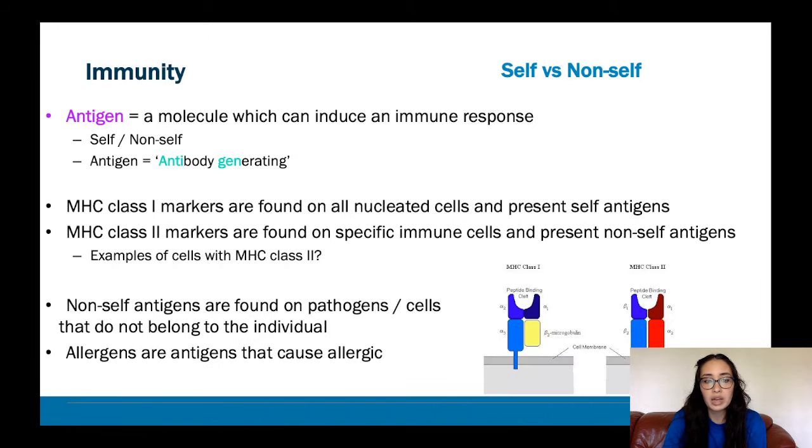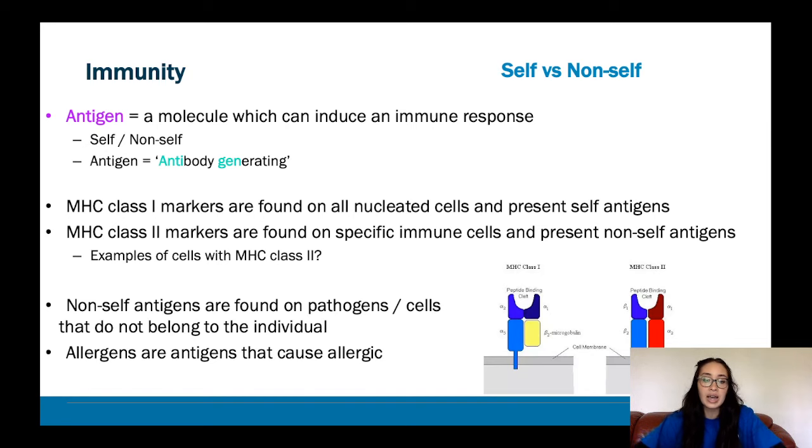Okay, so with immunity, we've got markers, MHC class 1 and MHC class 2 markers. I think of them as like a platter. They present peptide. MHC class 1 are found in all nucleated cells, so all cells with a nucleus. Red blood cells don't have a nucleus, therefore they don't have MHC class 1 markers. MHC class 1 markers present self-antigen. So say you've got a liver cell with a nucleus, and so it's got an MHC class 1 marker, and it presents liver antigen saying, look, this is my liver. I am a liver. Everyone observe.